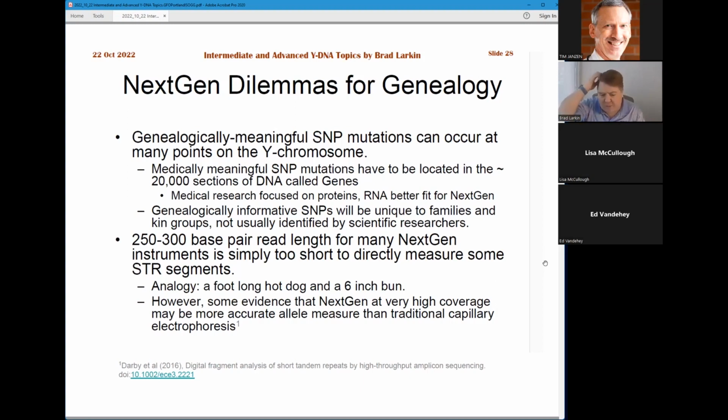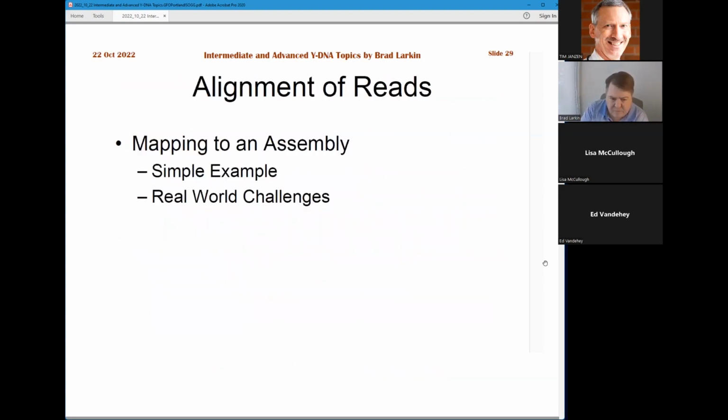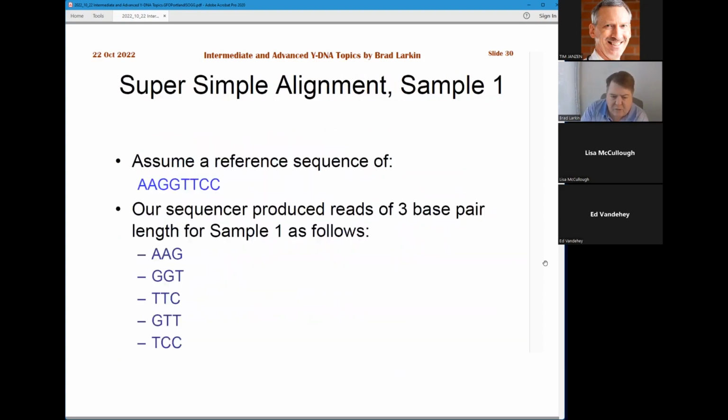especially when you start talking about STR, short tandem repeats. 250, 300 base pair read length is just too short to measure a lot of them. Sort of like trying to do a foot-long hot dog on a 6-inch bun. But there's also some evidence from researchers that next-gen at very high coverage may even be more accurate than traditional electrophoresis. So we're just going to do some work examples here, alignment of reads.